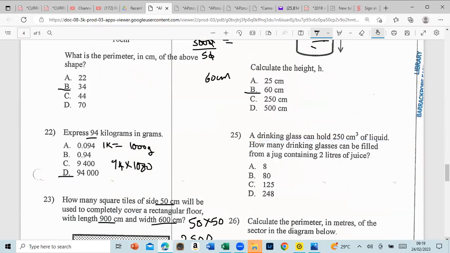All right, a drinking glass can hold 250 cm3 of liquid. How many drinking glasses can be filled from a jug containing 2 liters? Same type of question, right? So 2 liters would be 2 times 1000, which is 2000 cm3. So we just divide the 2000 by the 250. This cancels into this 1, and this into this 8. So that would be 8. Very nice question.